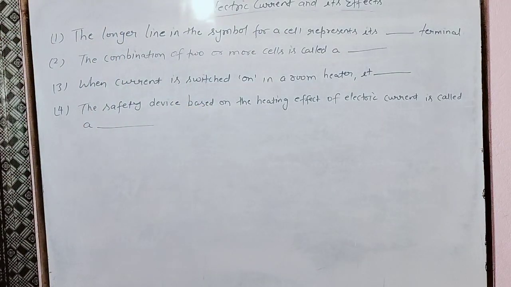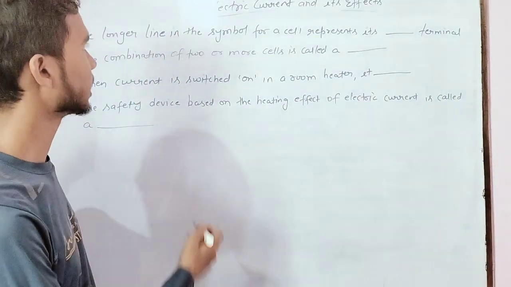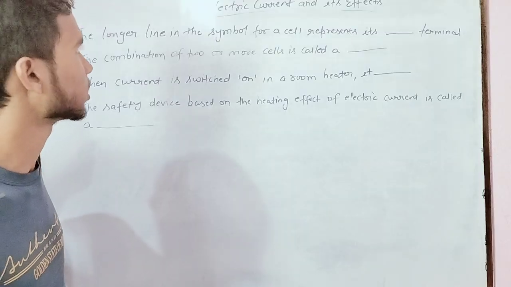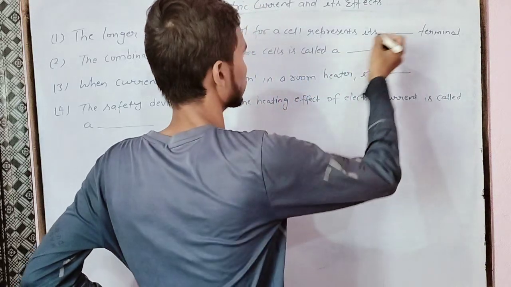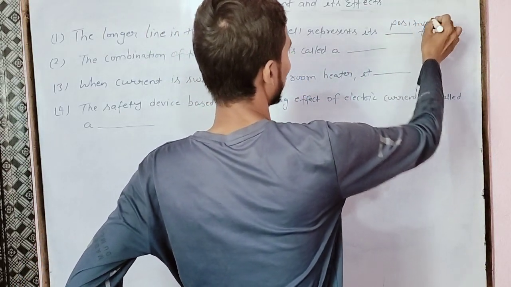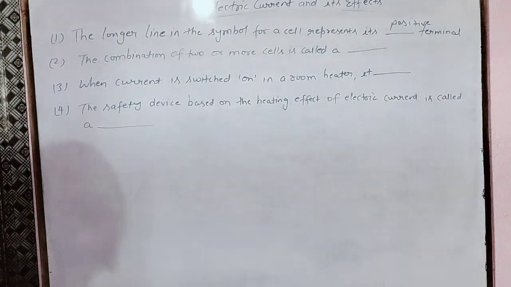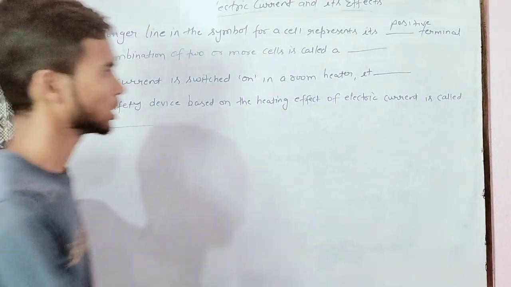We have this partition in which we will fill. So here, the longer line in the symbol for a cell represents what? So I think it would be the longer line. So the longer line is the positive terminal for a cell. The combination, what is the same?